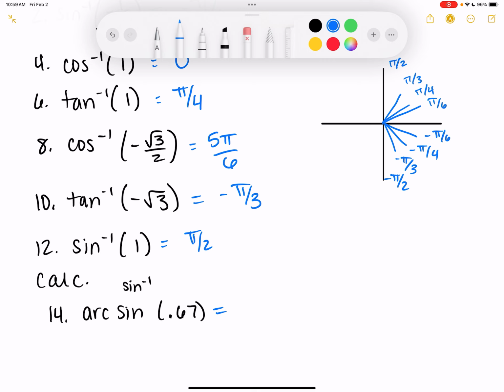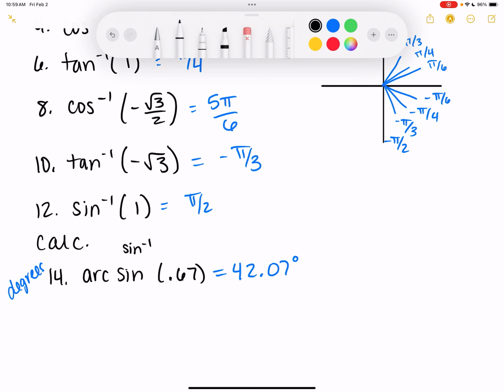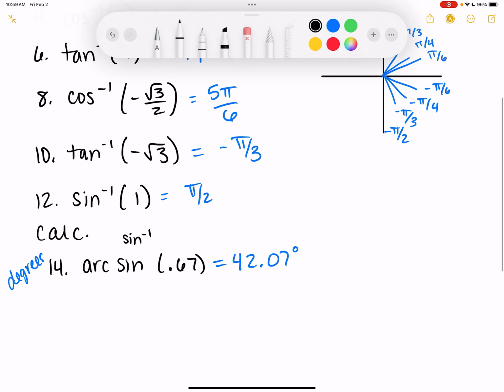So is this one in degrees? This is degrees, yes, sorry. 42.07. And then make sure you put the degree symbol on it so that it states which one you're doing. 16, they write it as cosine to the negative 1, so inverse cosine of negative 0.23. Still degrees.